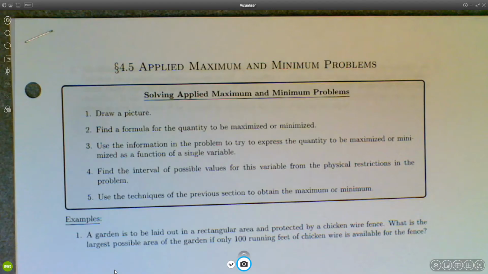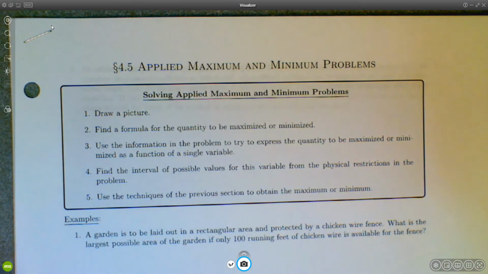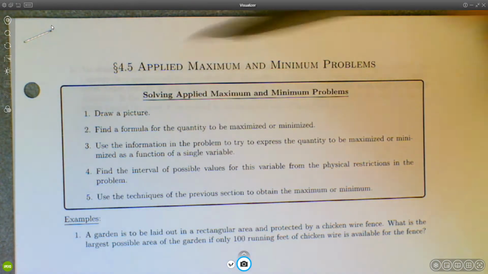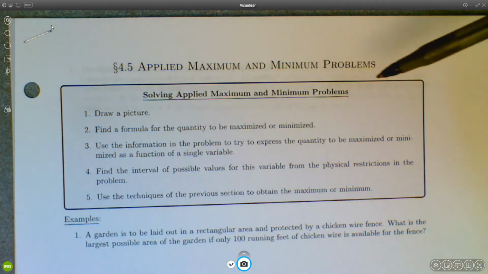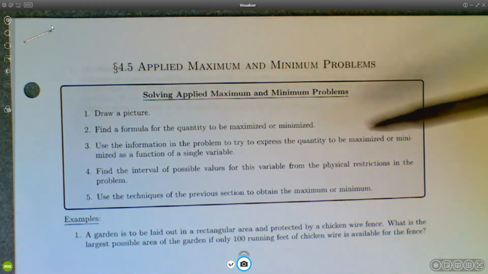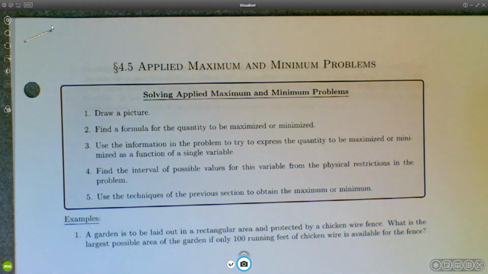All right, let's take a look at 4.5. I'll include these notes in the module so that you can print them off and follow along, or write on them using your tablet or whatever. But 4.5 is about applications of maxima and minima. Okay, and so generally I'm going to follow these guidelines that are in your book.